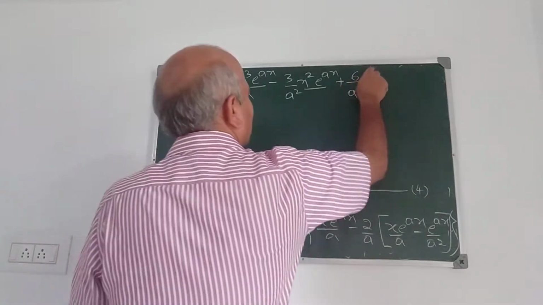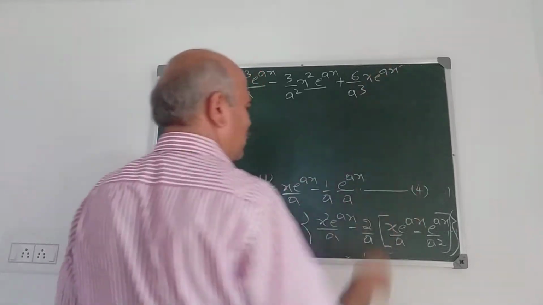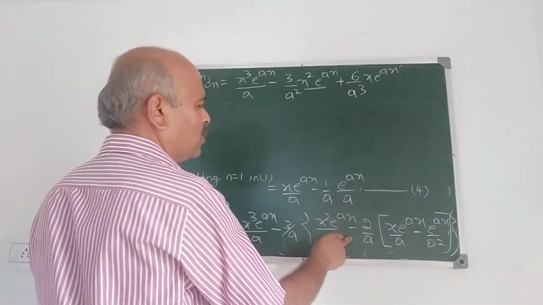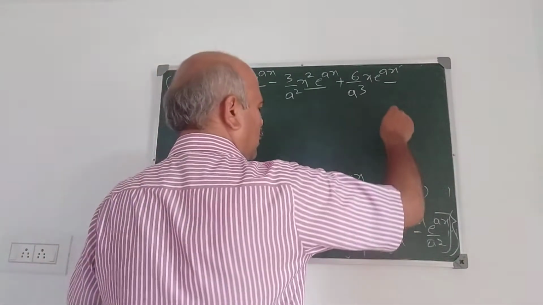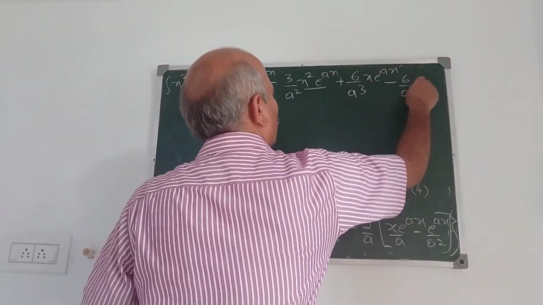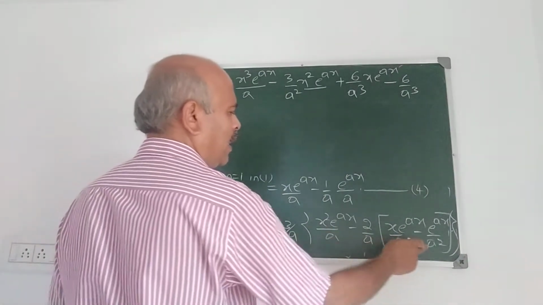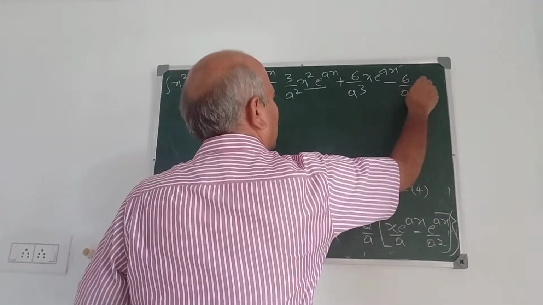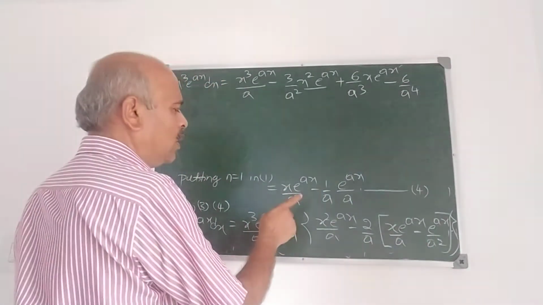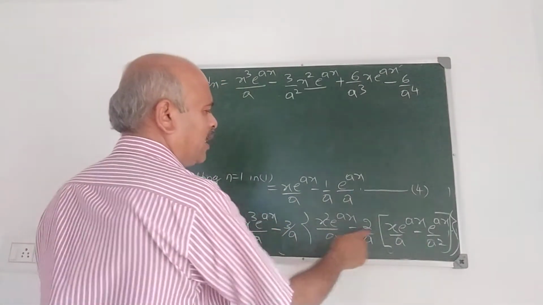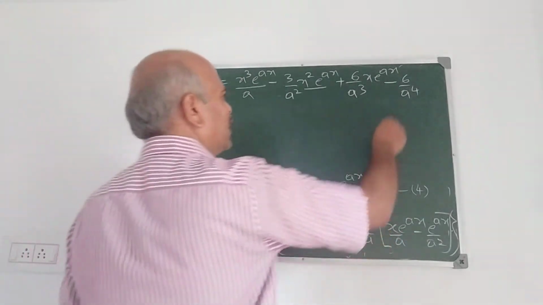x e raised to x, again 3 into 2 is 6 but minus 6 by a cube a or a raised to 4, it is 6 by a raised to 4 because a cube into a, 6 by a raised to 4, sign is minus because minus 3 times e raised to ax.